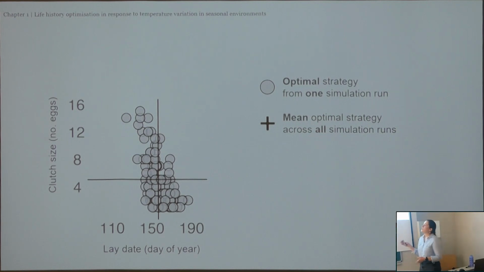And this is how I'm going to represent the results of what the birds are doing and what are the optimal solutions that emerge under the different environments. So here, an optimal solution is a combination of laying date and clutch size that maximize fitness in that environment. And each dot represents the emergent optimal strategy in a given simulation run. And here I'm showing you 100 simulation runs. And the vertical and horizontal lines represent the mean across all of these optimal solutions.